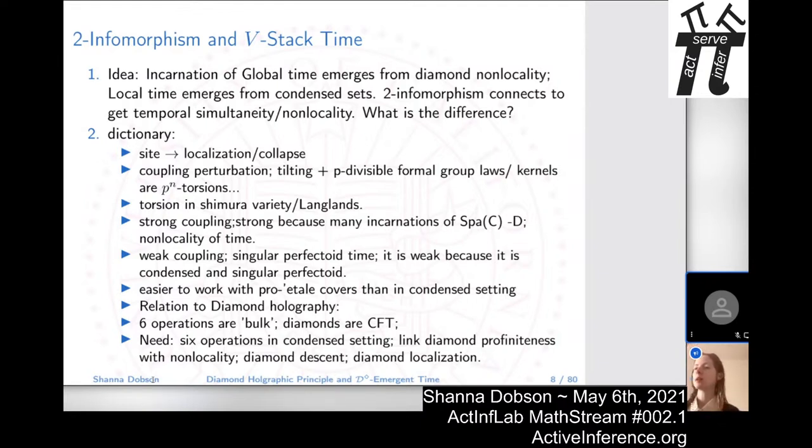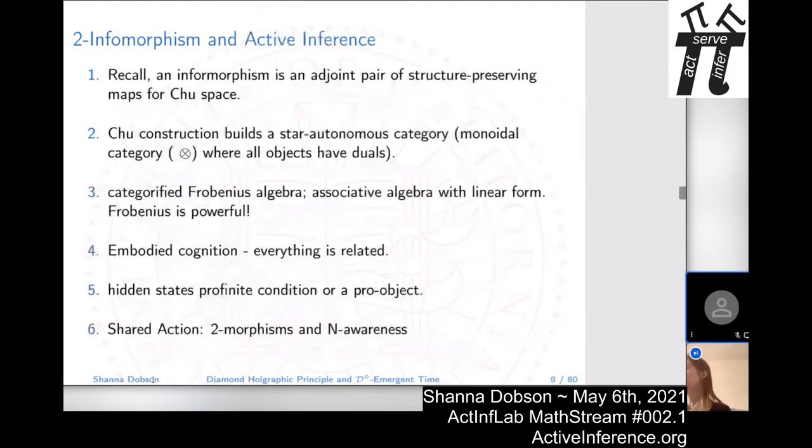Descent is another way, like Daniel was saying about keeping the system contained. Descent is a way of actually making sure that the covering spaces can reconstruct the lower space. So my local space is actually constructible from my global space and vice versa. This is another way of keeping the structure built inside the actual space. Okay, and we'll talk about diamond localization, which is going to be a way to make relations between the various diamonds.